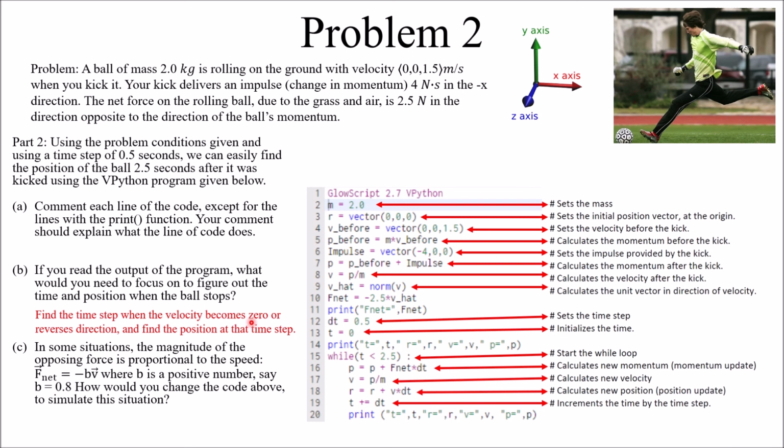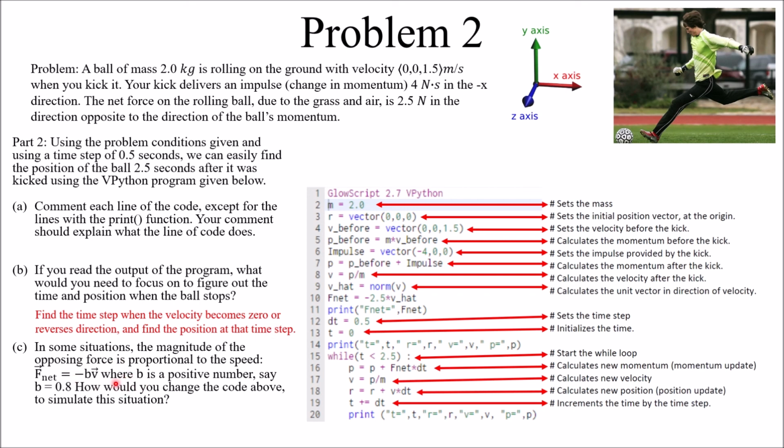We know it's eventually going to stop because it has the resistive force. And so, common sense tells us that too. If you kick a ball on a field, it'll eventually stop. And so we would want to find where that velocity becomes 0 or reverses direction, and then we would look at the position at that time step. And so that's what we would do.